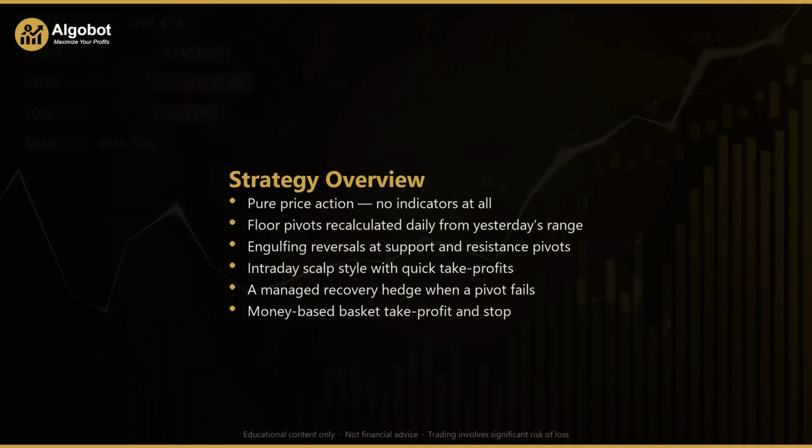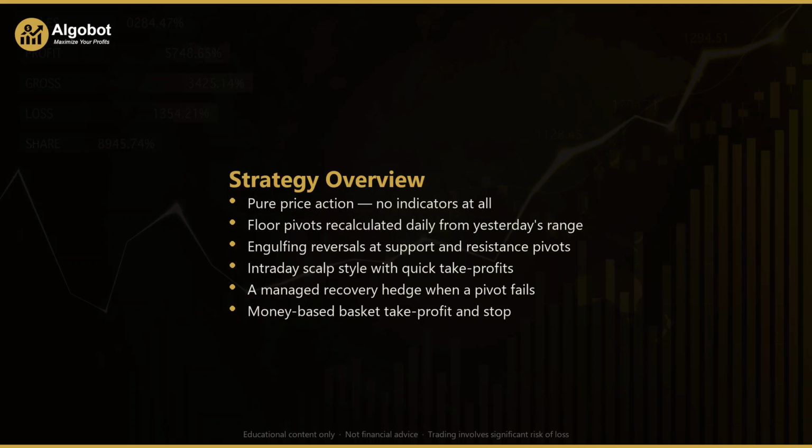Every calendar day, the strategy recalculates a set of floor pivots from the previous day's high, low, and close. These give it a reference grid for the session, a central pivot point, two resistance levels above it called R1 and R2, and two support levels below it called S1 and S2. Because these levels are derived from yesterday's actual range, they automatically scale to whatever market and time frame you apply them to. Nothing is hard-coded in pips.